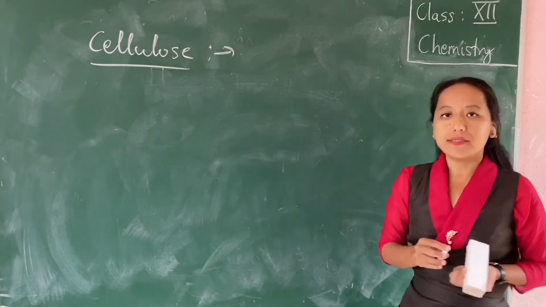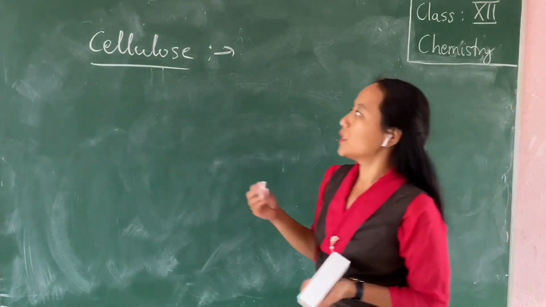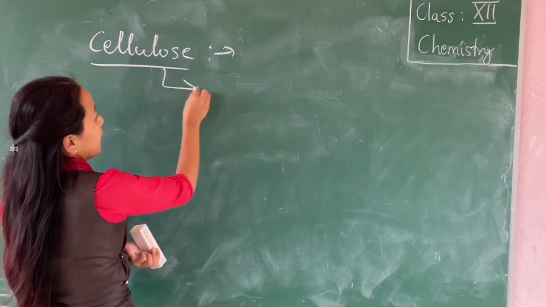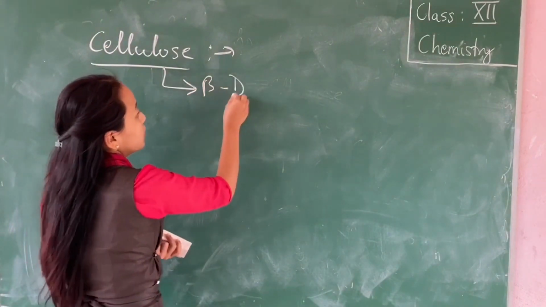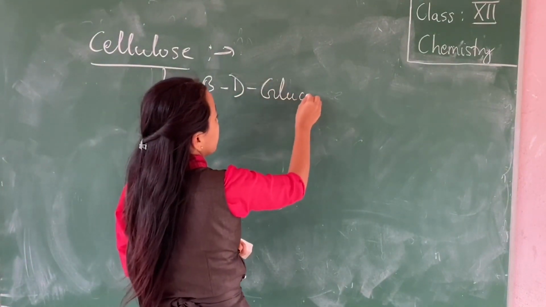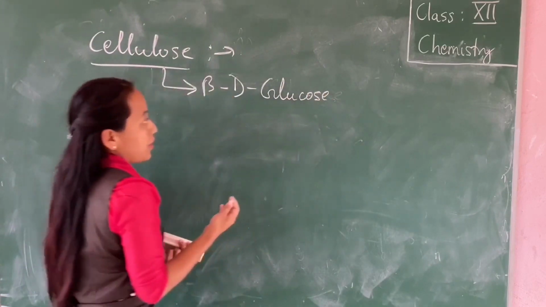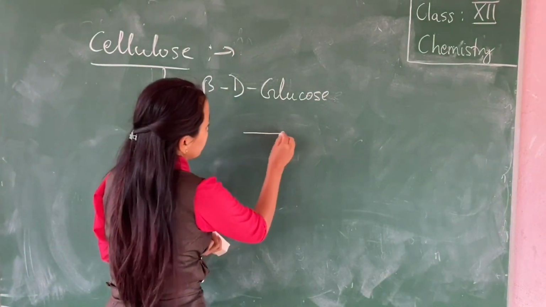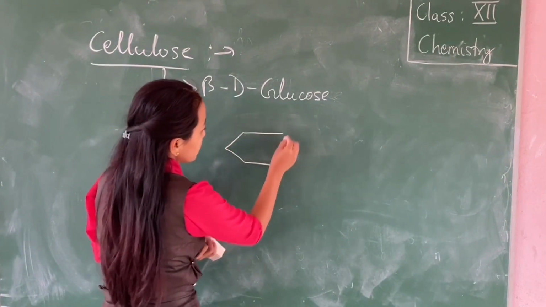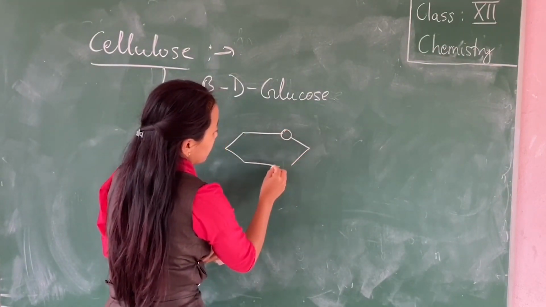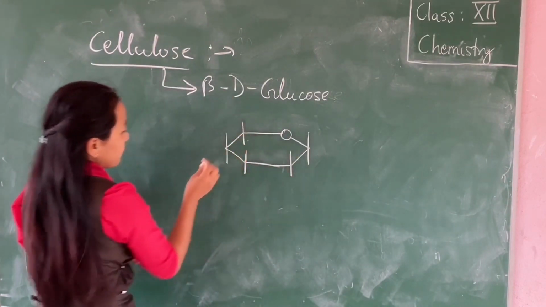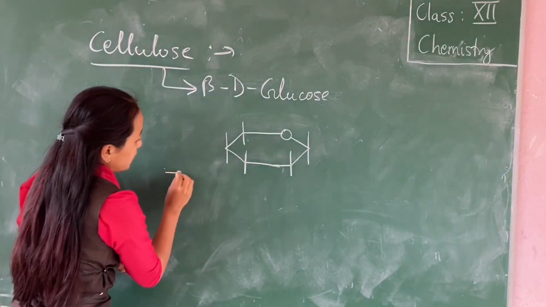Now the next polysaccharide after starch is cellulose. Cellulose is found in the cell walls of the plants, and it is made up of beta D glucose units. Now to show the formation of glycosidic linkage in cellulose, first you need to know the structure of beta D glucose. Okay, let's say this is one beta D glucose unit, and this is another beta D glucose unit.